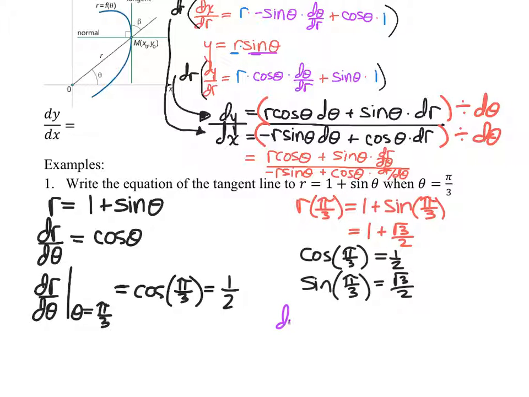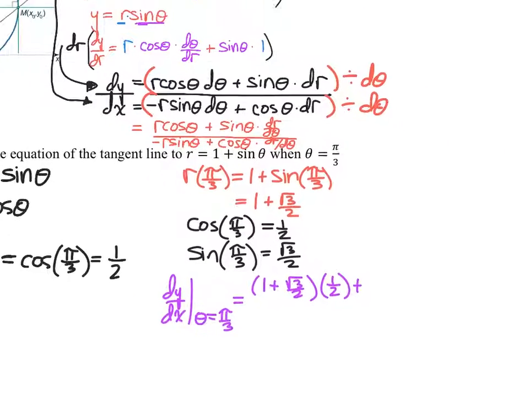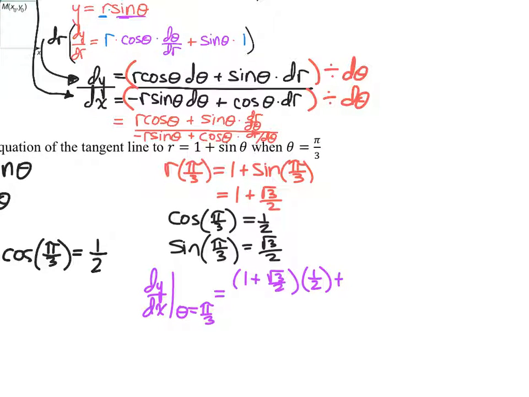It's just clean substitution. dy dx specifically is the important thing, because dy dx should be in variable form, but because they're saying when theta is equal to pi over 3, I have license to just plug in the numerical values off the bat. So the r value is 1 plus root 3 over 2. The cosine of pi over 3 is 1/2, plus the sine. The sine value is root 3 over 2.